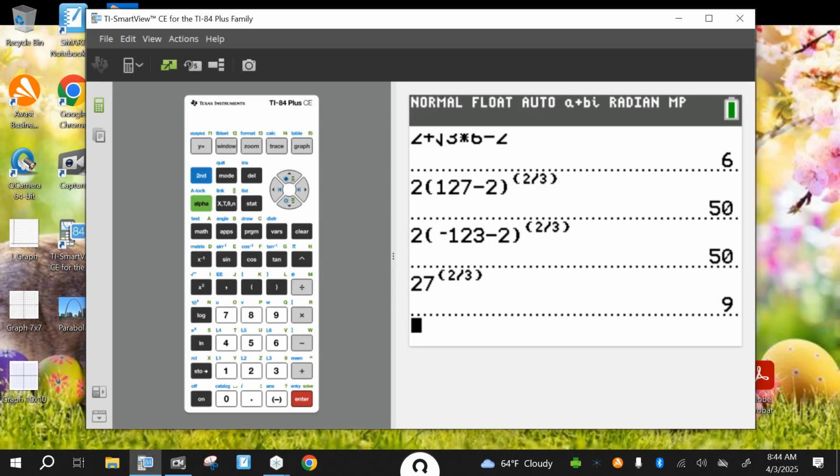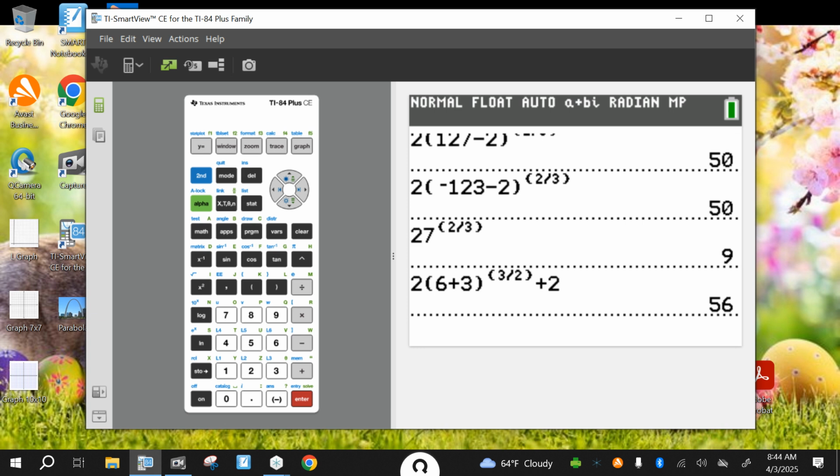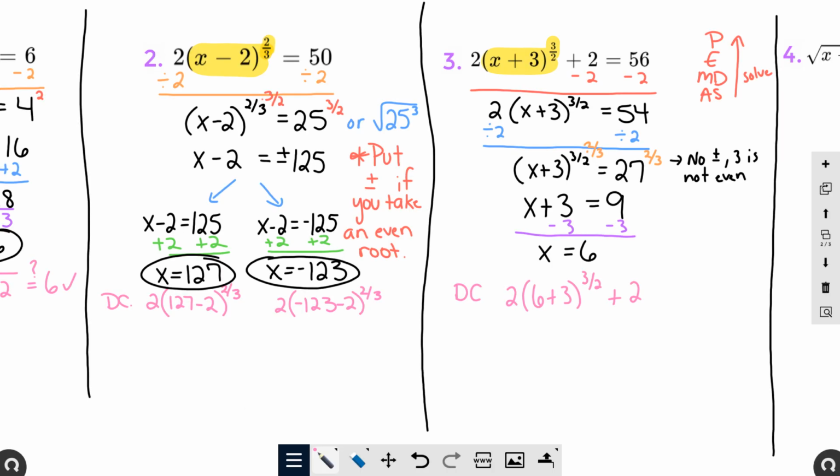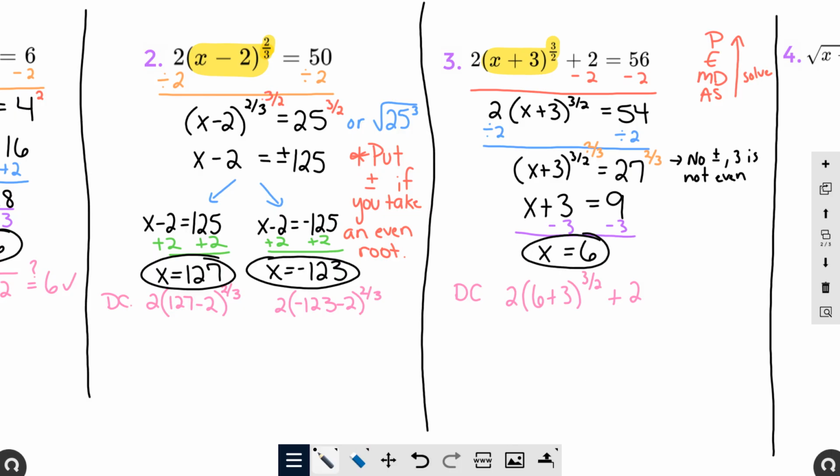6 plus 3 to the 3/2 plus 2. Oops. Now, when you're up here in the exponent, I almost forgot, you have to right arrow to get back down to put your +2. So make sure what you type in your calculator looks exactly like what's on your paper. If you have the older calculator, you can just hit +2 and it won't matter. But on these newer calculators, make sure you right arrow to get the +2 on the outside. So does it equal 56? Yes, and that's what our problem should equal from the beginning, so that is a good, valid answer.